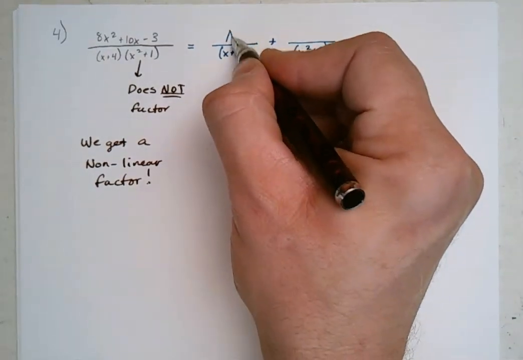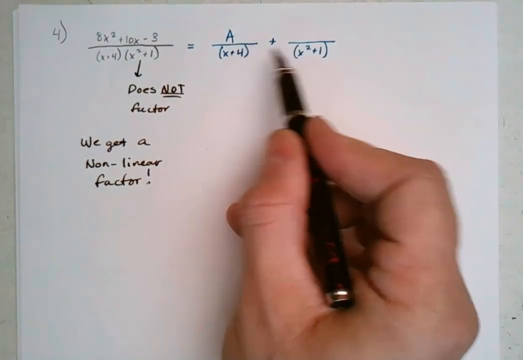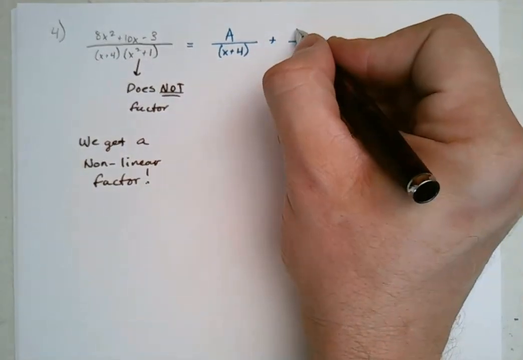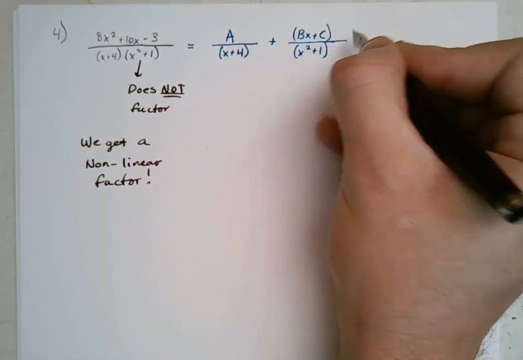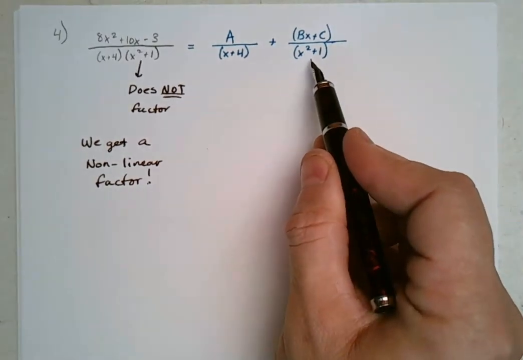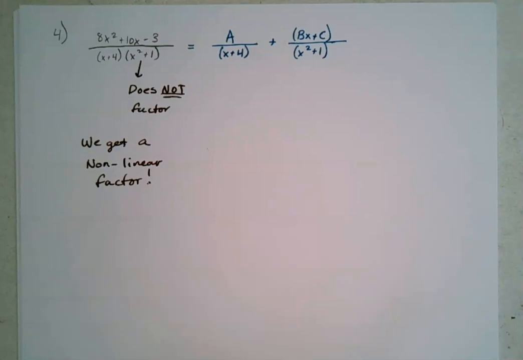Okay? Where this will be different is up here you will get A. Up here you will get Bx plus C. If you just put a B here, this partial fraction decomposition will not work. And I'm going to try my best to explain why.